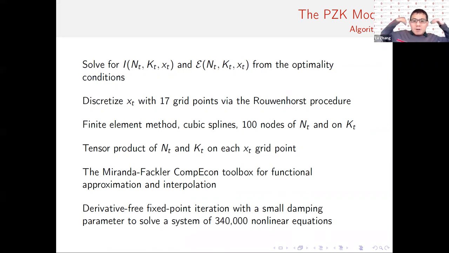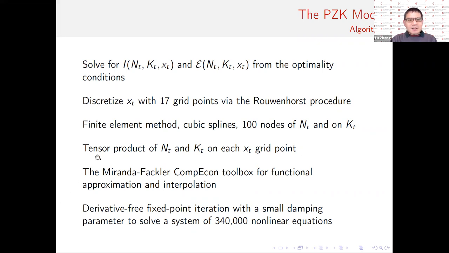On top of 17 grid points, again, it's a fairly large grid, and we have two functional equations. At the end of the day, we have to solve 340,000 nonlinear equations for 340,000 coefficients. It's kind of fun to work everything through, but you need to have a sense of humor to do computational economics, where you equate difficulty with pleasure.